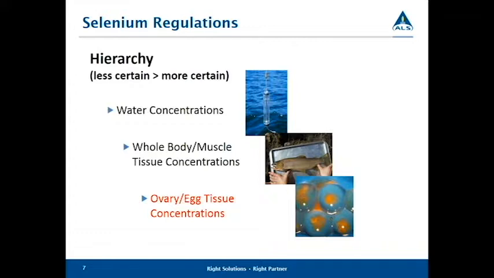So this slide shows the hierarchy and the degree of certainty associated with different sample matrices, with eggs and ovaries being the matrix of highest certainty in demonstrating a potential effect from selenium concentrations in the aquatic environment.